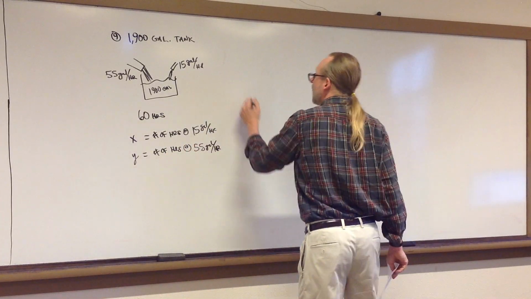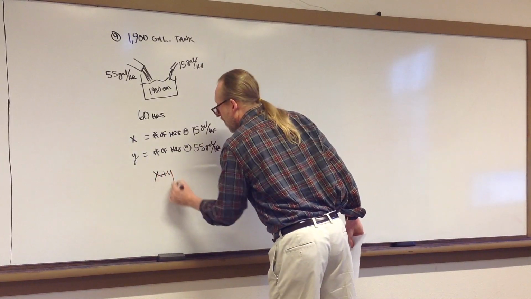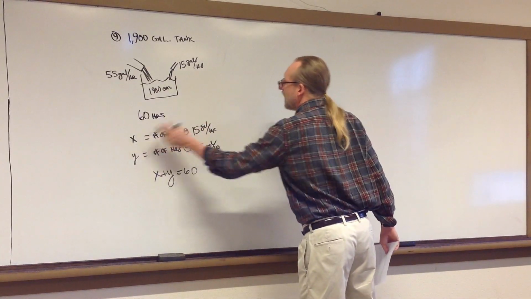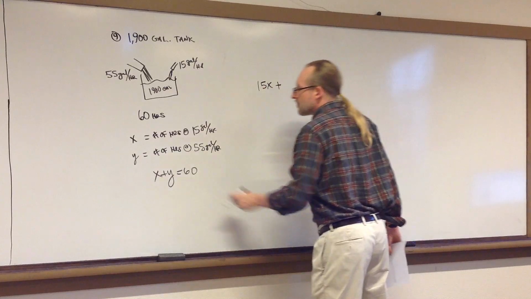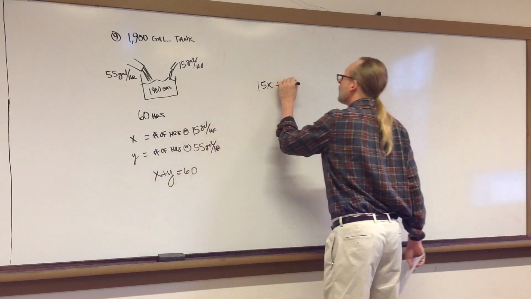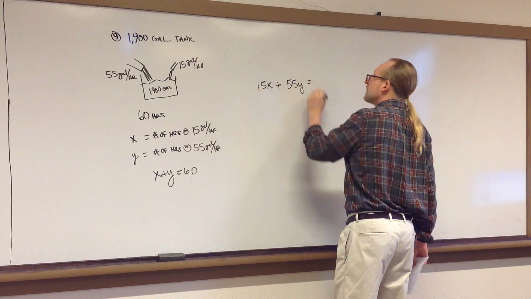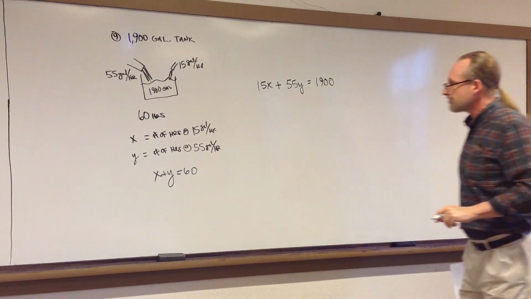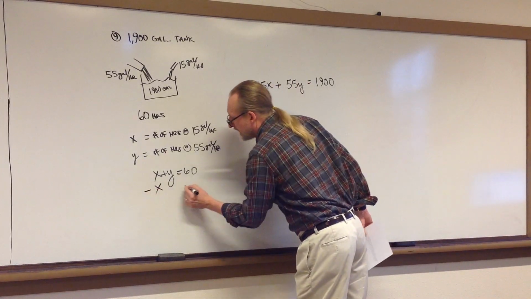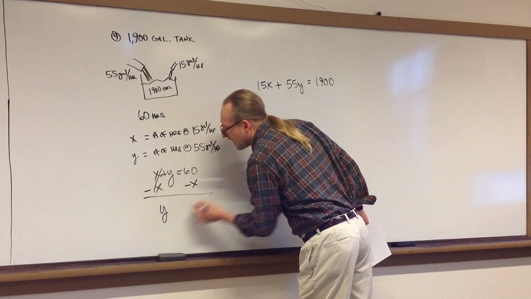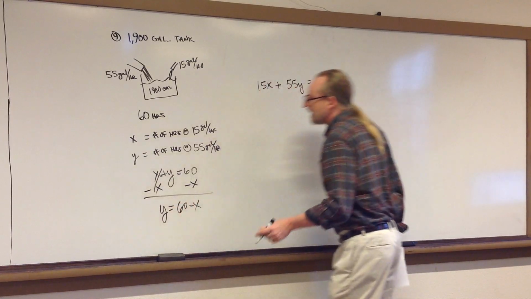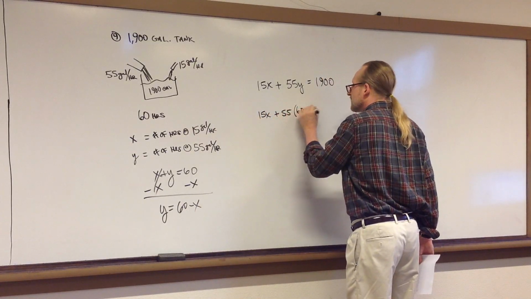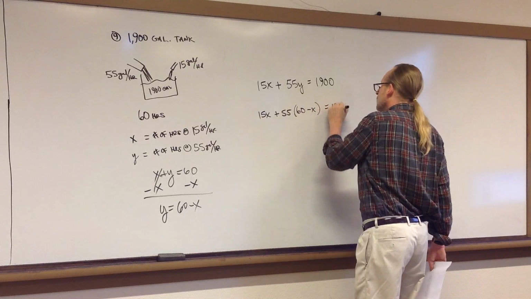So we know that x plus y has to add up to be 60. And then we also know that 15 gallons per hour at x hours plus 55 gallons per hour at y hours should add up to fill that tank, 1,900 gallons. Notice we don't multiply the 1,900 by anything. Do the same thing that we did in the last problem. Find out what y is equal to in terms of x, and then substitute it in here. 15x plus 55 times 60 minus x equals 1,900.